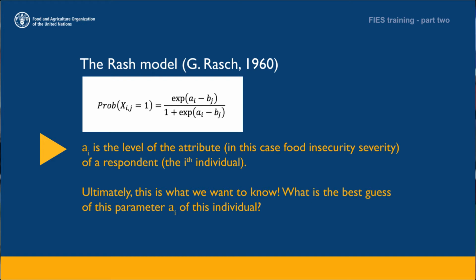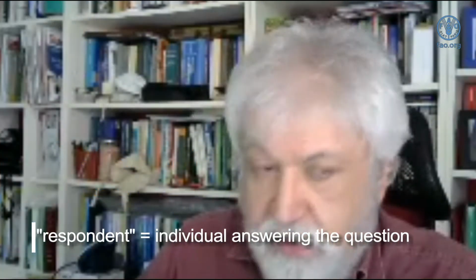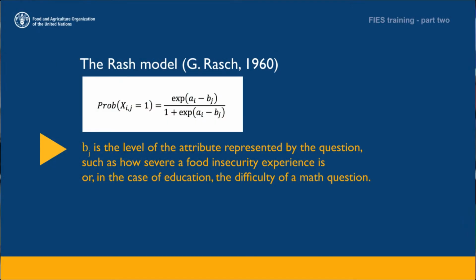And how do we do it? We do it by comparing the severity of the respondent or the level of the attribute. I will say severity because implicitly I'm thinking of food insecurity severity as the thing that we are measuring. But this could be, for example, the student competence. If this is in the context of an education testing, A tells me how good, how competent is the student, and B is how difficult is the question. In our application, A would be the severity of the food insecurity condition of a respondent, and B is how severe is the condition that is described in one of the questions that I ask.